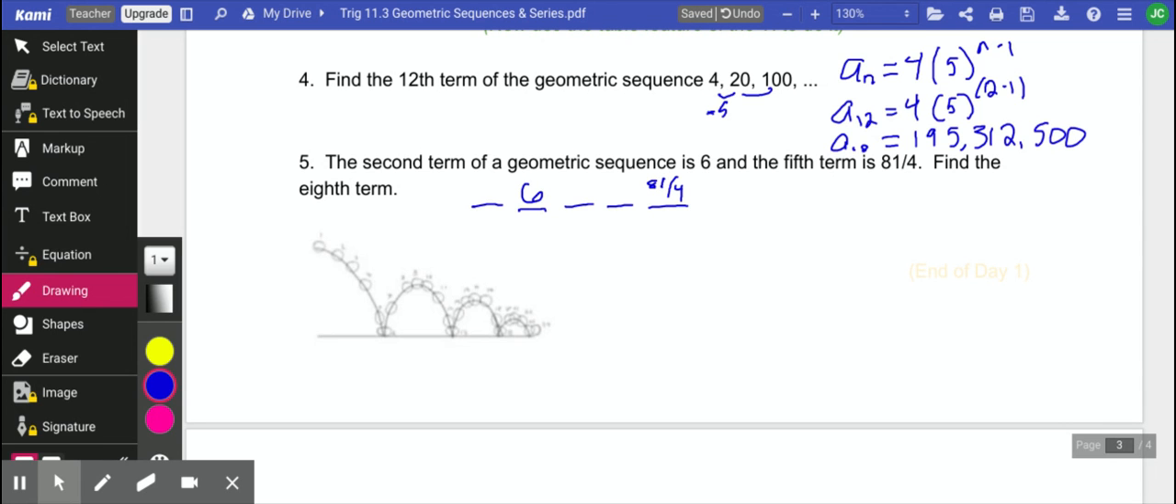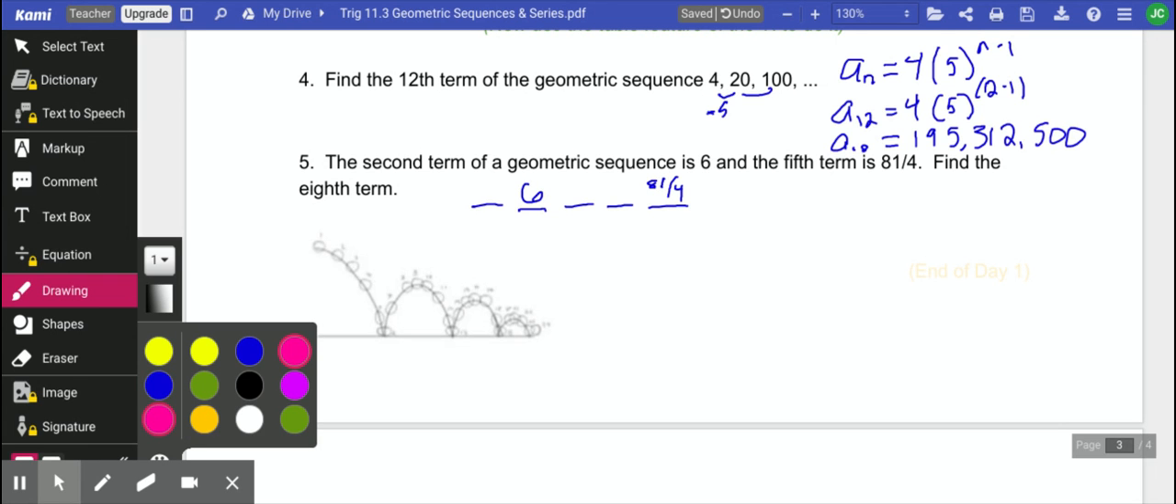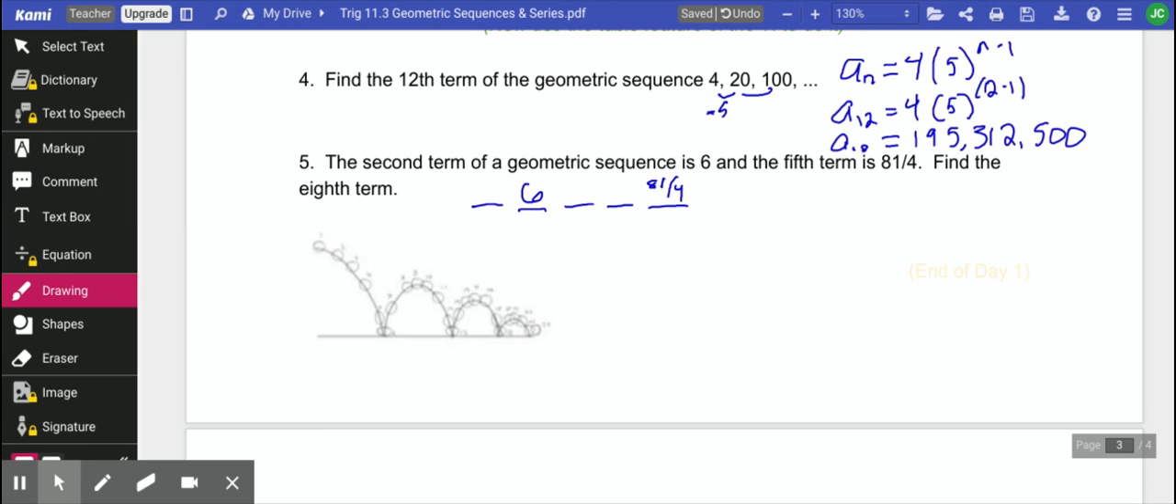Okay, so well, let's think about what we want to do. Find the 8th term. So really, we want to work with our formula. This guy. Okay, that's our goal. So we need the first term and we need the common ratio. So let's tackle the common ratio first.